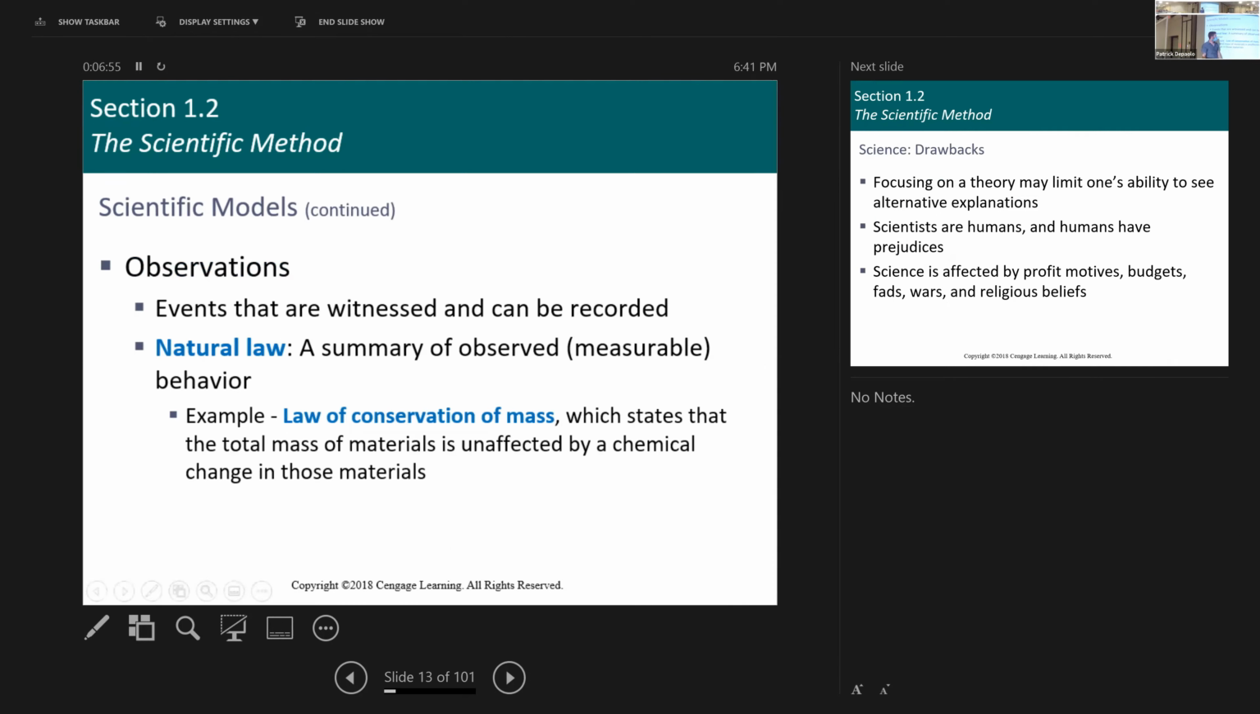So like the law of gravity, or, that's my jersey coming out. So the law of conservation of mass, where mass cannot be created or destroyed in a closed system. So you can't just gain mass.